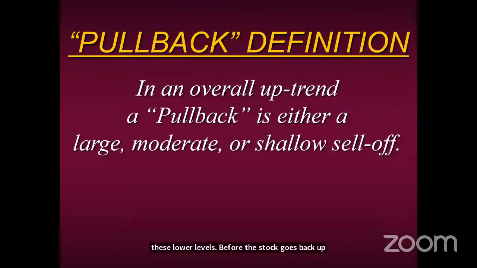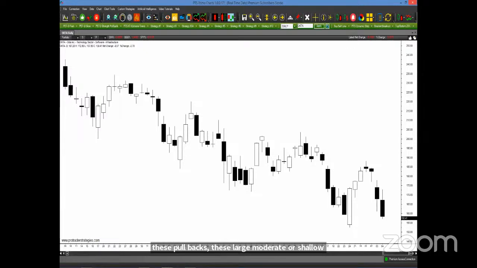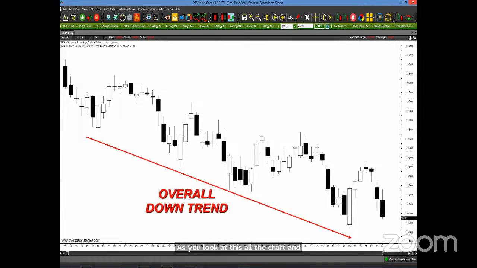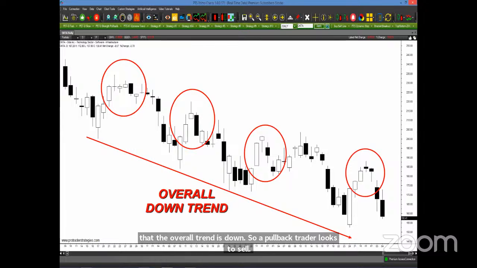Now, conversely, in an overall downtrend, a pullback is either a large, moderate, or shallow rally. So if the market is trending lower, we want to sell on these pullbacks, these large, moderate, or shallow bounces. As you look at this older chart in OKTA, we see that the overall trend is down. So a pullback trader looks to sell here, here, here, and here on these little bounces.